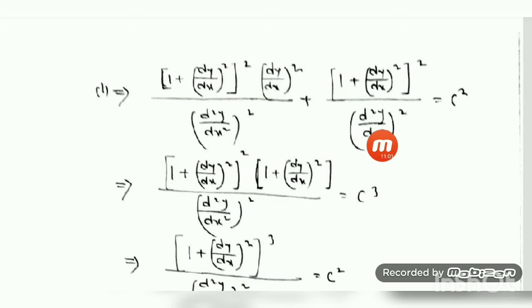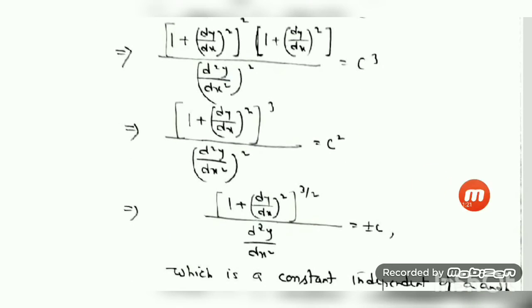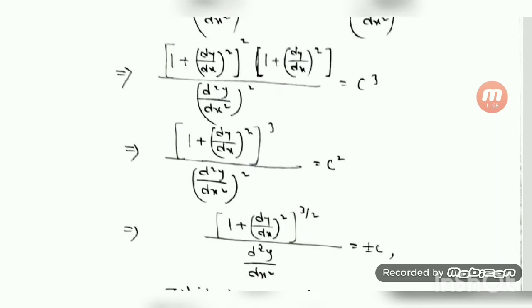Now you see the denominator is same, d2y dx2 whole square. Here this one, 1 plus dy dx whole square. Here also 1 plus dy dx whole square. That is coming common. Here dy dx will be left and here 1 will be left. That means now we see this and this expressions are same. So we can write it as 1 plus dy dx whole square to the power cube, right? And that is the denominator d2y dx2 whole square. It is equal to c square. It should be c square, okay, not cube.